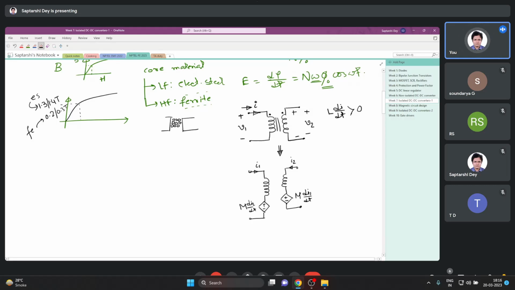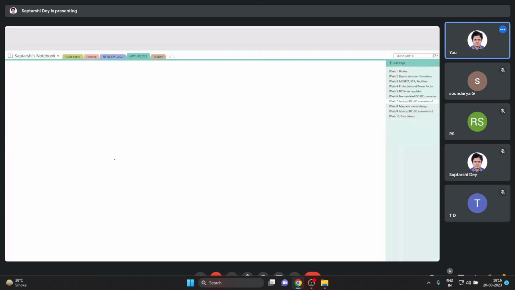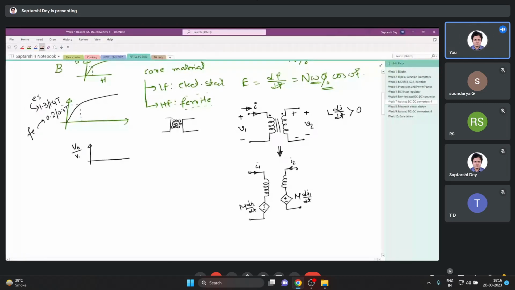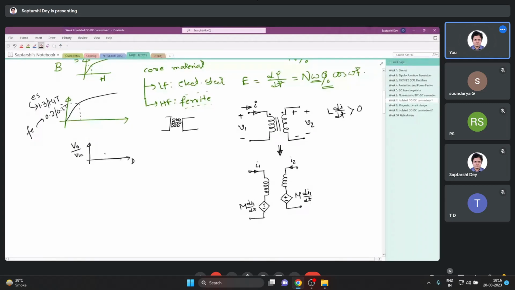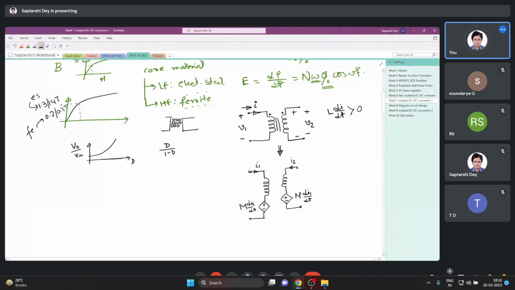So transformer is an important thing for isolated DC-DC converters. And in the last class, our last topic of discussion was this voltage gain, output voltage by input voltage versus duty ratio of a boost converter. The theory is D/(1-D). It says that ideally if we keep approaching D equals 1, we should be getting infinite voltage, but that never happens because of non-idealities.